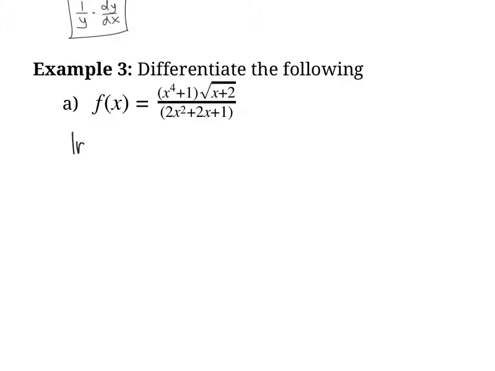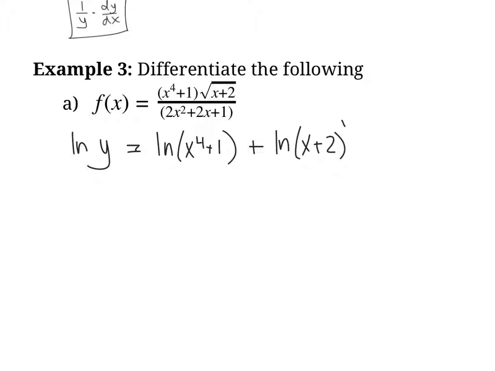So I'm going to call it ln of y. I'm going to just replace f of x with y. And then here, it's the same idea as before. So we're going to have ln of x to the 4 plus 1 plus ln x plus 2 to the power of 1/2, right? That's really what the radical means.